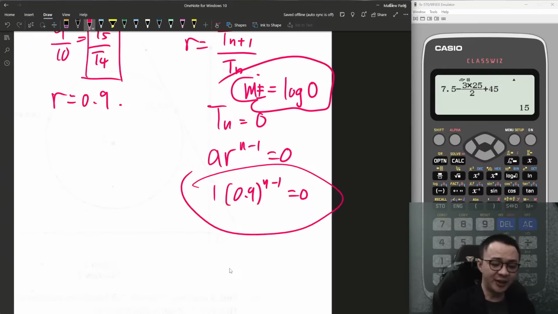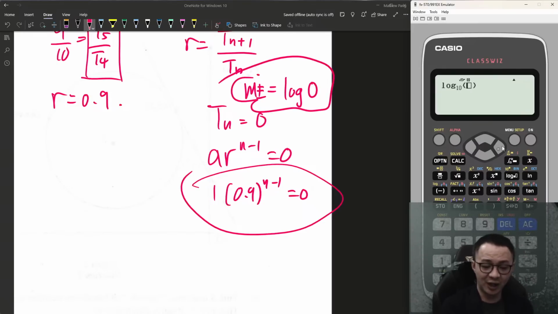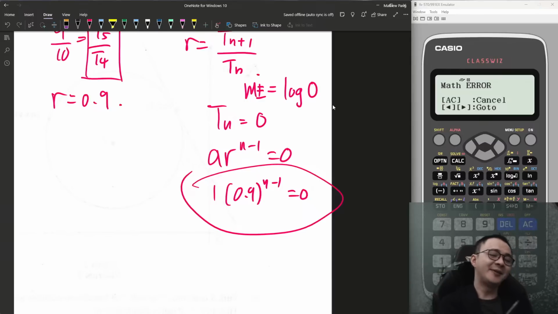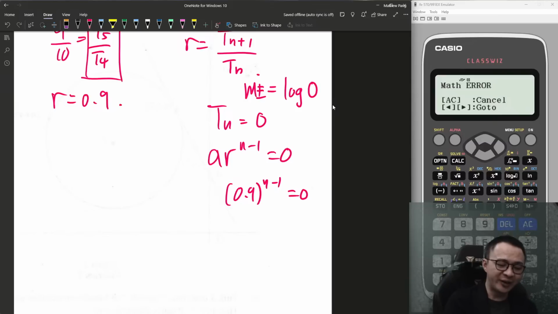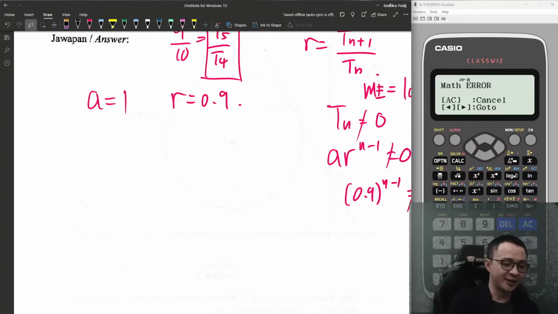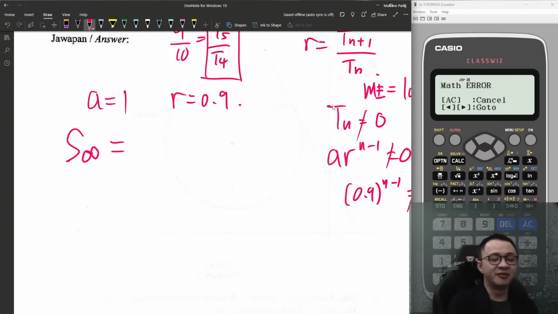If you don't believe me, I can show you. Log 0 is a math error. So in the mathematical way, we will just think that it will never equal 0. It will become super small, but it can never equal 0. So therefore, we will need to do the sum to infinity. Yes, I guess a lot of you were able to guess it. So we need to do the sum to infinity. This is the reason why.